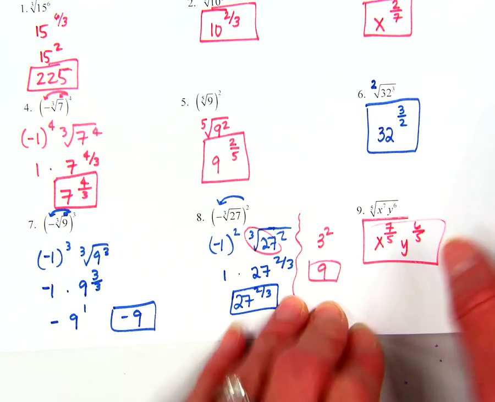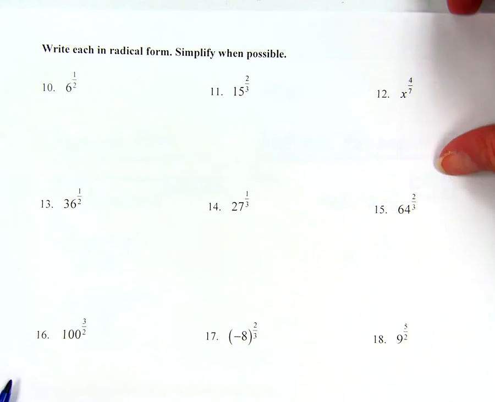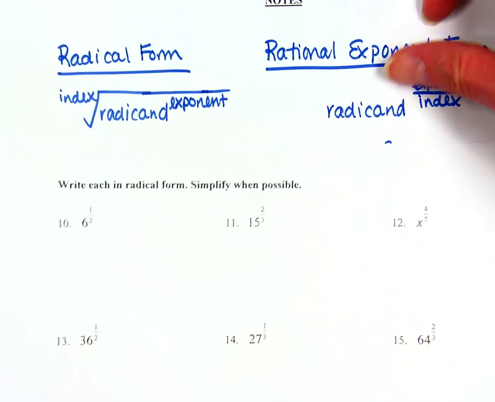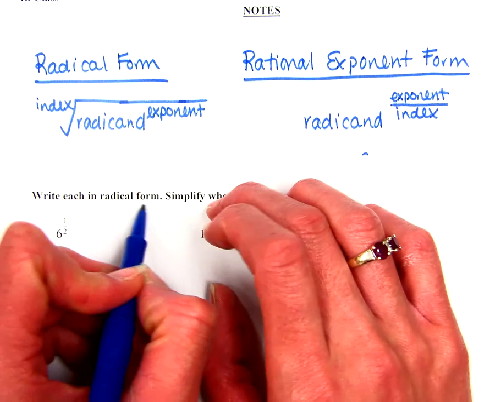All right, flip over to the back. If that was a little too fast for you, remember you can always go back and rewind the video and look at it again. All right, so this time we're writing each of these expressions in radical form. So you're going to be given this form, and you have to convert to this form.